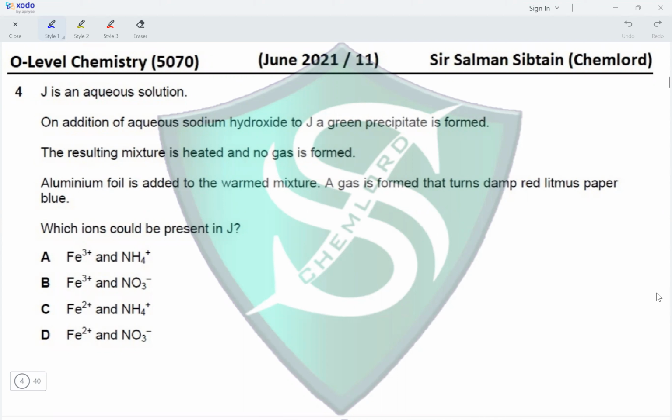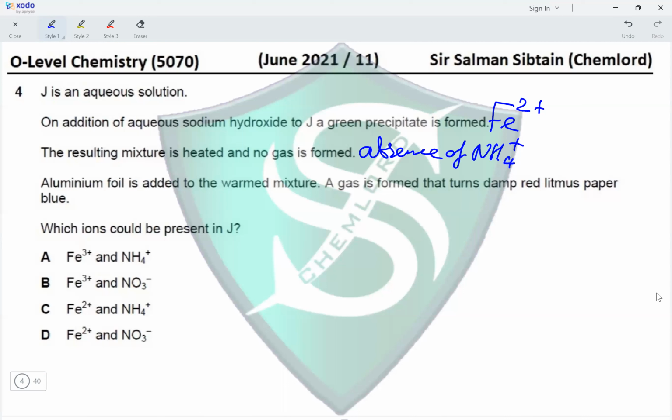Okay. On addition of aqueous sodium hydroxide to J, a green precipitate is formed. This green precipitate means that Fe2+ ions are present. The green precipitate is also formed for Cr3+ ions, but in excess sodium hydroxide, it would dissolve to give a green solution. So this is the Fe2+ ion. Now, the resulting mixture is heated and no gas is formed. So if sodium hydroxide is added and the mixture heated and no gas is formed, that means ammonium ions are not present in this sample.